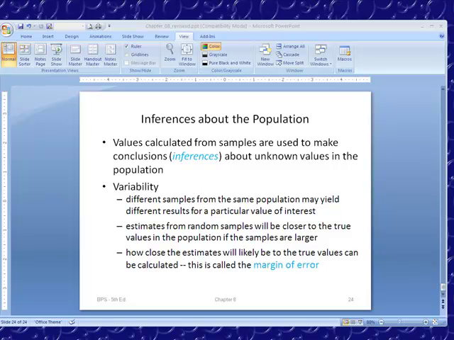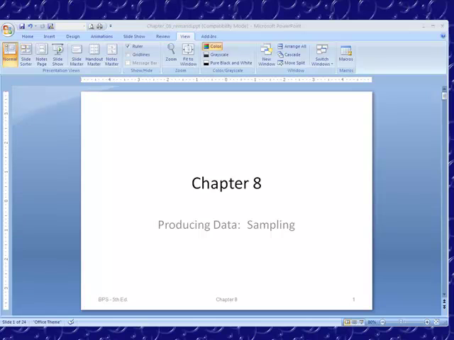Well, that concludes Chapter 8, Producing Data: Sampling.